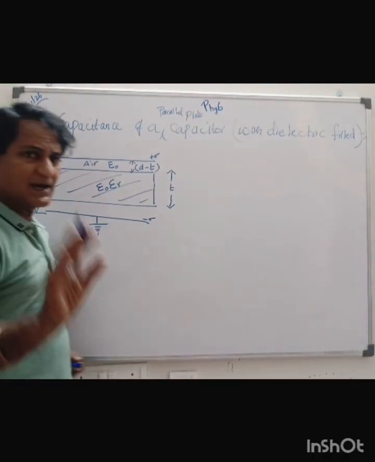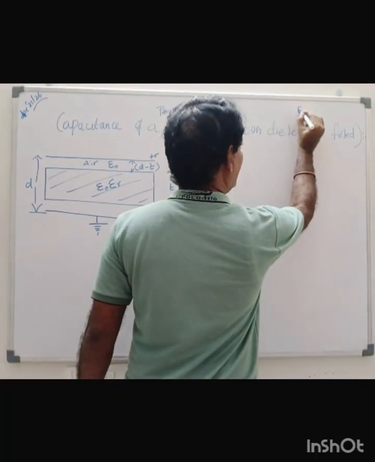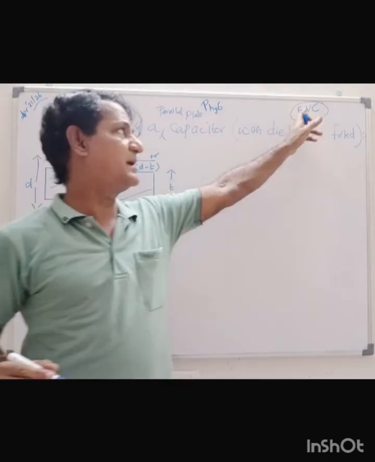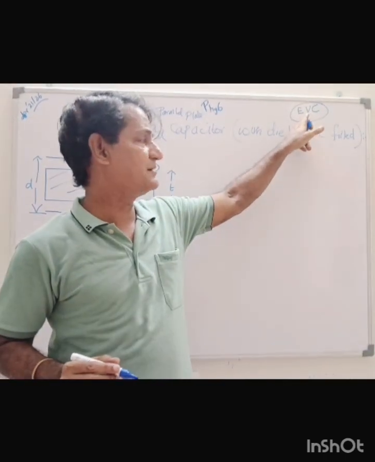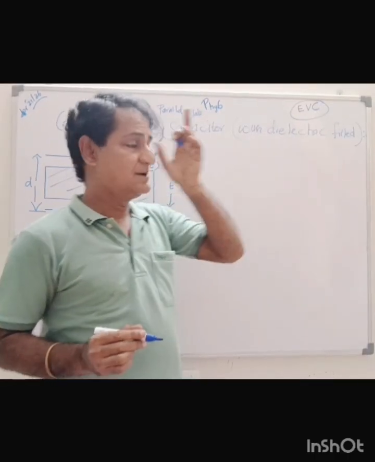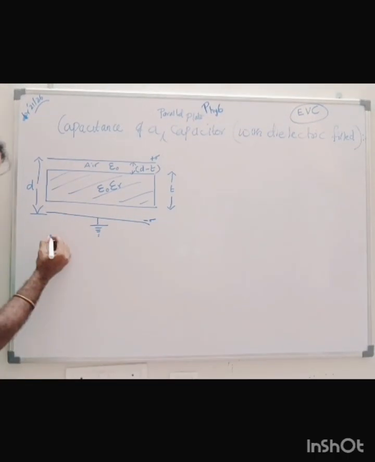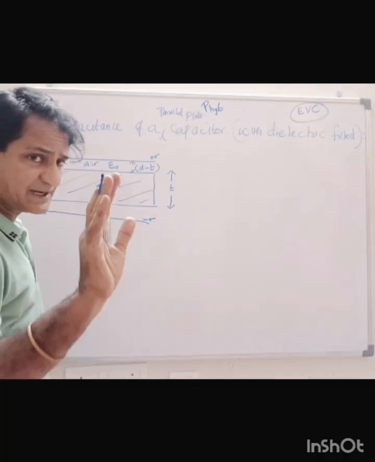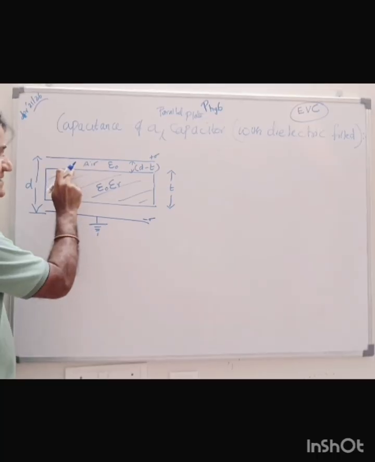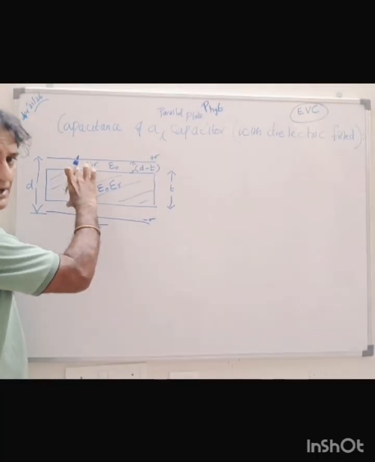Now first I will give an idea. Remember EVC. This is the mnemonic we have to remember. E for electric field, V for the potential or voltage, C for capacitance. So first we have to find out the electric field in the region between the plate and the slab, and also we have to find out the electric field in the dielectric slab alone.